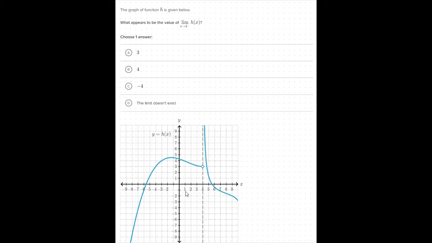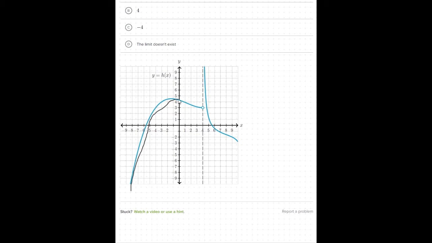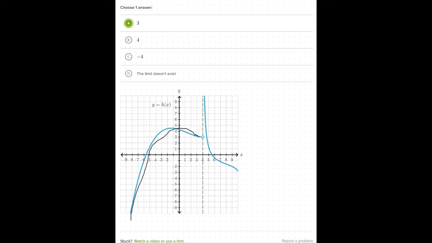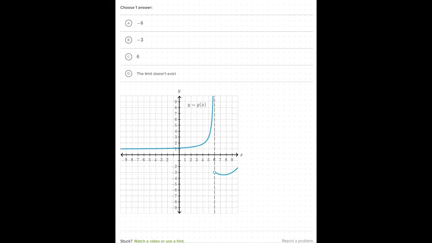But we're doing it from the left. From the left, we see it's approaching, and when it's about to hit 4, it looks to be approaching 3. So we check that as the answer, and that's correct.